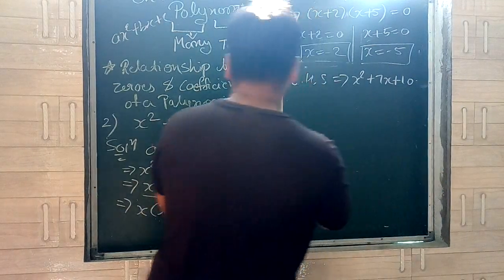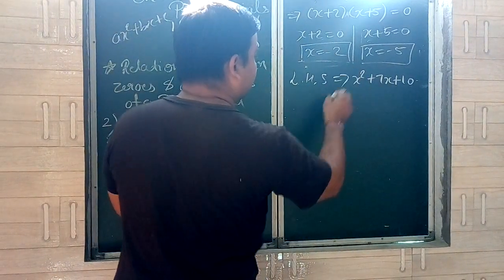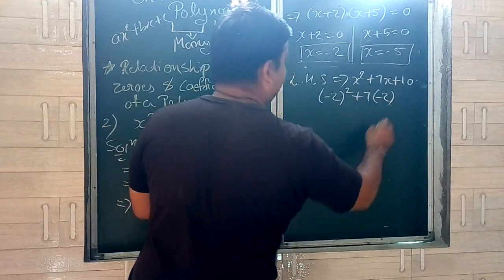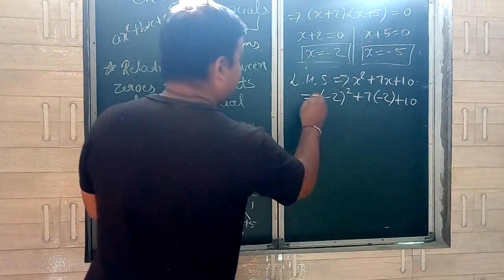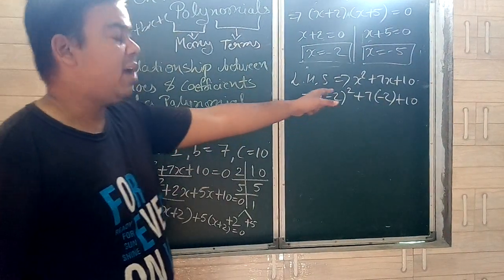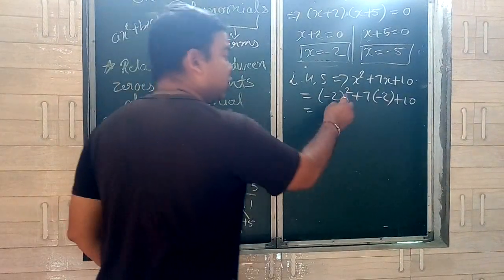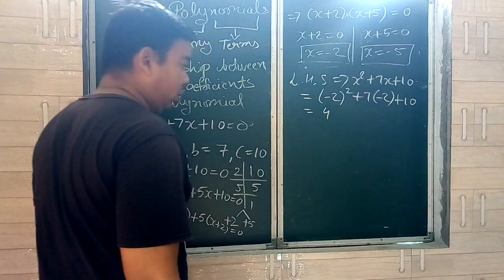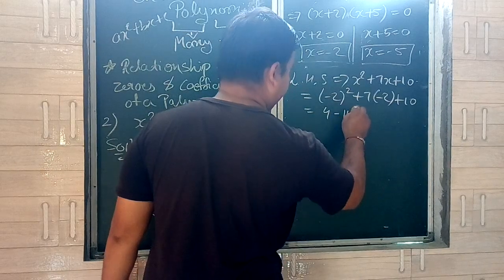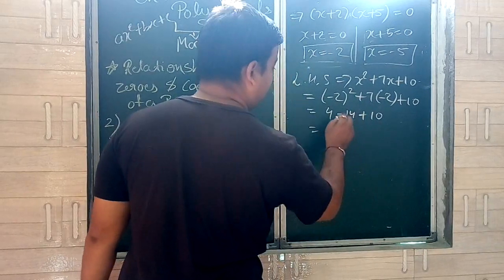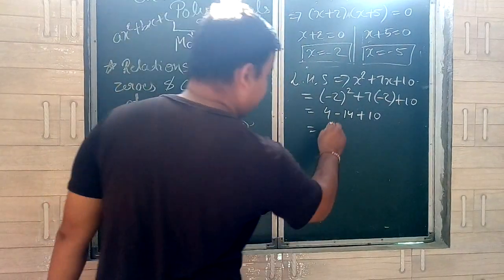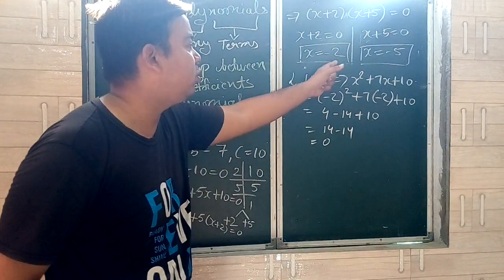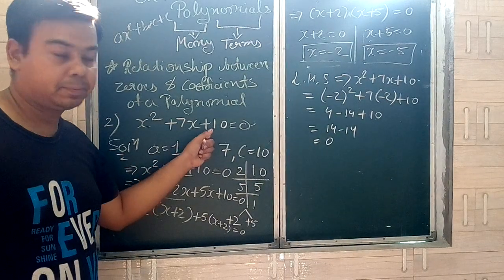And the RHS is equal to 0. So we take the value of x as minus 2: minus 2 whole square, plus 7 into minus 2, plus 10. Minus 2 square is 4, 7 twos are 14, so 4 minus 14 plus 10. So 4 plus 10, 14, minus 14 is equal to 0. Means our first solution is satisfied.